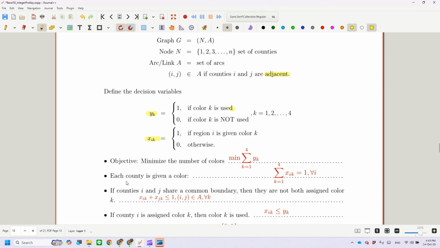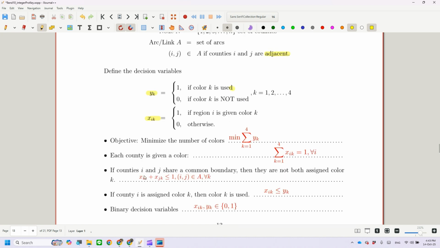And then we have to say that each county is given one color. So for every county i, the sum over k of xik is 1. Okay, so if counties i and j share a common boundary, they are not both assigned the same color. So if ij is in set A, so if i and j are adjacent, then they should not be given the same color k. So we can say that xik plus xjk is less than or equal to 1 for ij in the adjacent set.